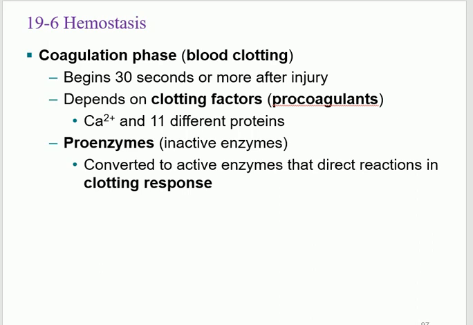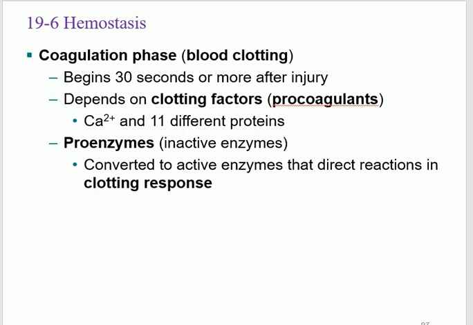Calcium is not only for bone. We have a lot of uses for calcium. This is a very important one. So guess what? If you don't have enough calcium, you will have more bleeding. If you have hypocalcemia and you have bleeding, instead of stopping in a few seconds, it will continue, because you don't have enough calcium. Calcium is needed, plus the 11 different proteins that are also needed in order to do this coagulation phase.